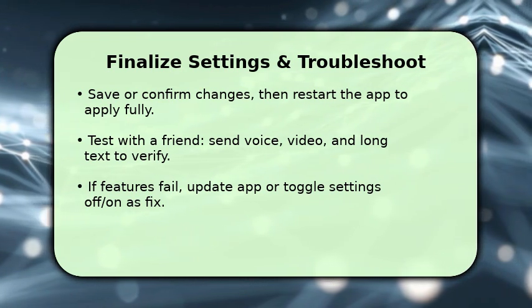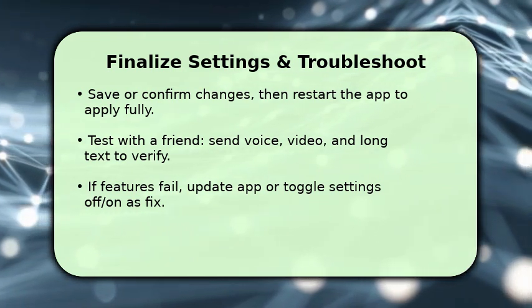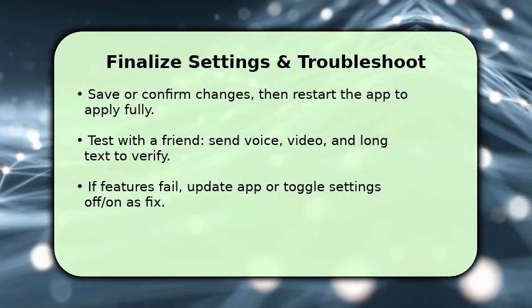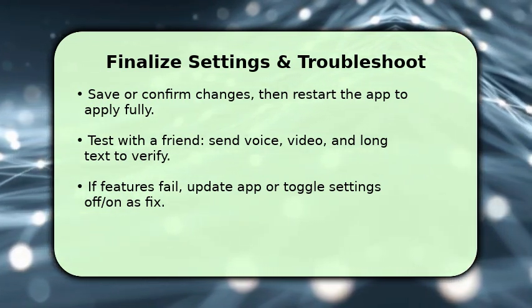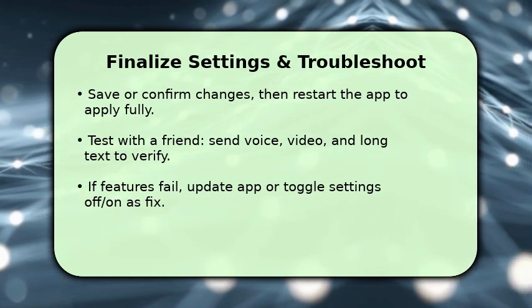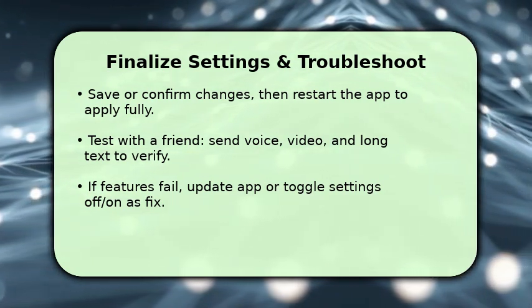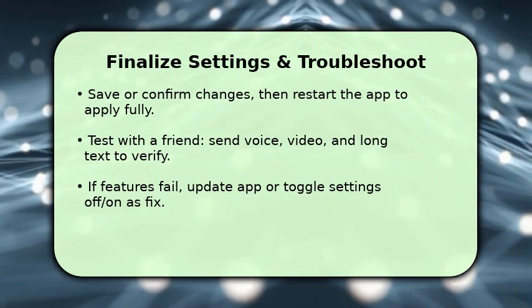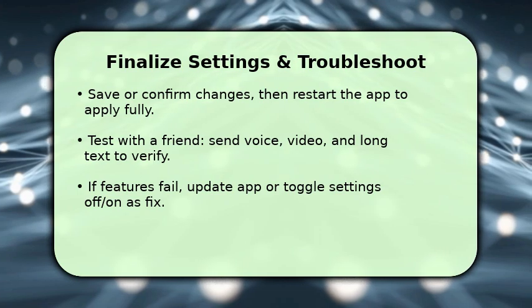Test by sending a voice note, playing a video, and reading long messages to verify captions, contrast, and screen reader behavior. If something does not work, update Messenger and your phone OS first. If issues persist, toggle the specific accessibility option off and on. Then restart again. That usually clears configuration glitches.